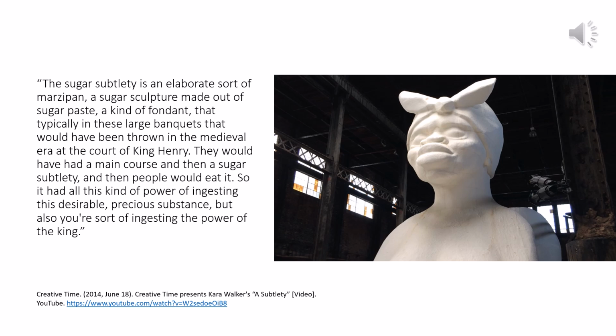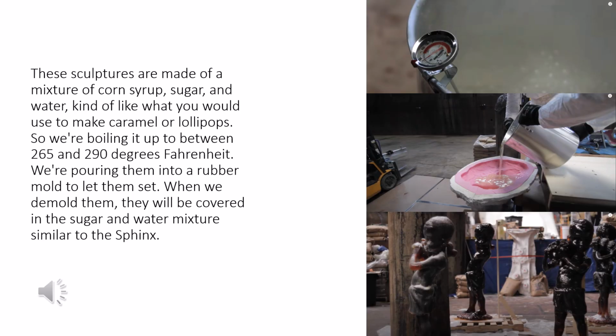The sugar subtlety is a detailed sugar sculpture made from sugar paste, like fondant, in medieval banquets at King Henry's court. It was served after the main course. People ate it not just for its sweetness, but to symbolically absorb the king's power. These sculptures are made from corn syrup, sugar, and butter, like caramel or lollipops.